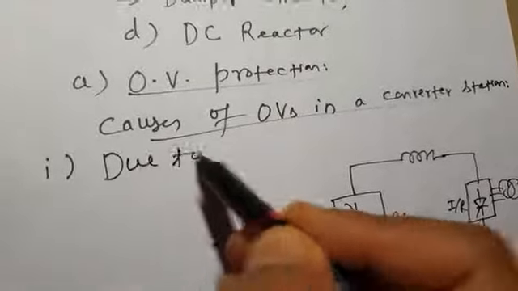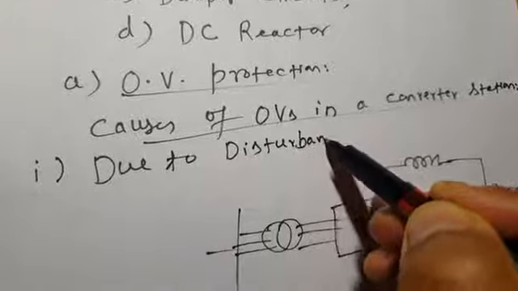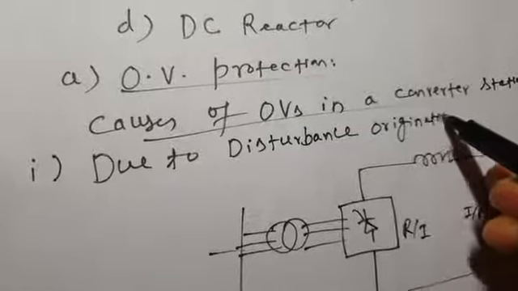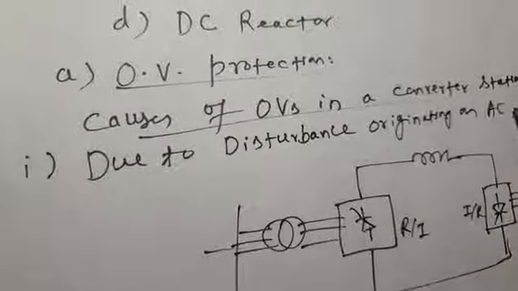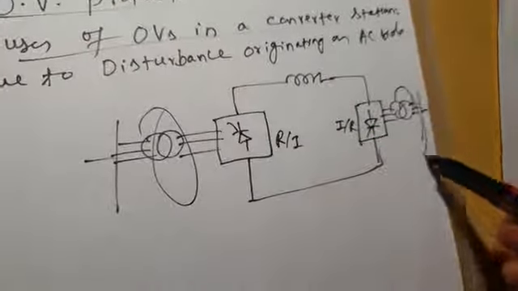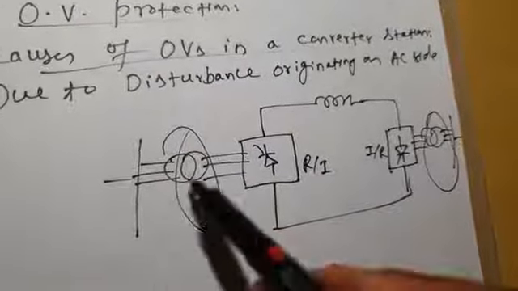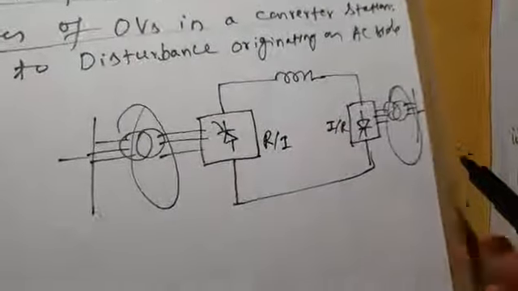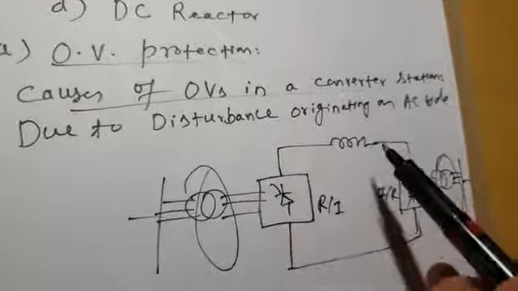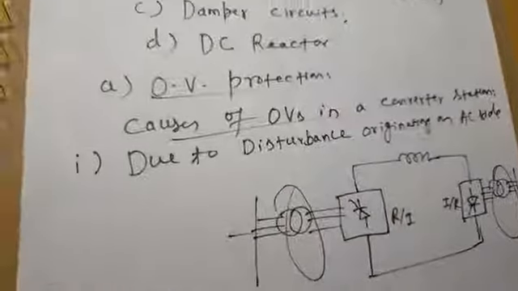due to disturbance originating on the AC side. There may be some disturbance on the AC side. This is the AC side. Similarly, this is the AC side of your HVDC system. And there may be some over voltages or disturbances occurring on the AC sides, maybe on this side or on this side, and that will cause over voltage on your DC side. That means that may cause over voltage in your converter station. Okay, this is the first cause.